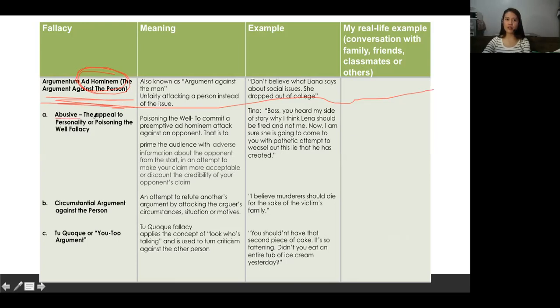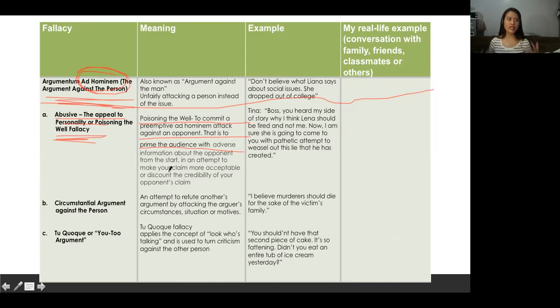So first is abusive, the appeal to personality or poisoning the well fallacy. So when we say poisoning the well, to commit a preemptive ad hominem attack against an opponent, that is to prime the audience with adverse information about the opponent in an attempt to make your claim more acceptable or discount the credibility of your opponent's claim. Tina, boss, you hear my side of the story why I think Lena should be fired and not me. Now I am sure she is going to come to you with a pathetic attempt to whistle out this lie that she's created. No?